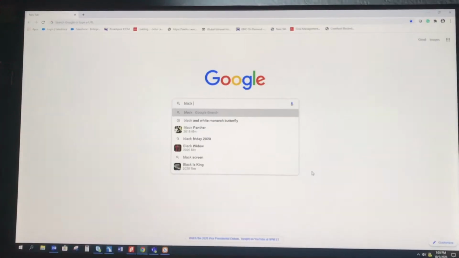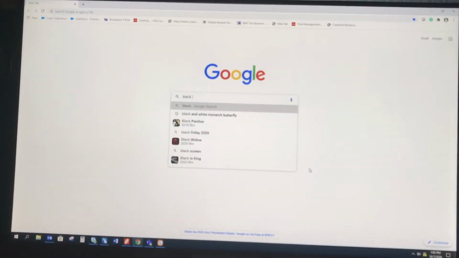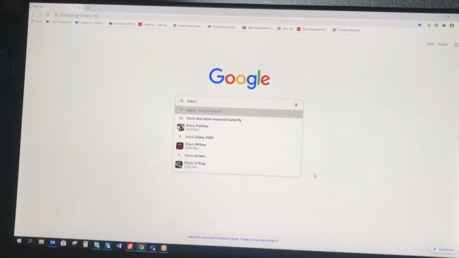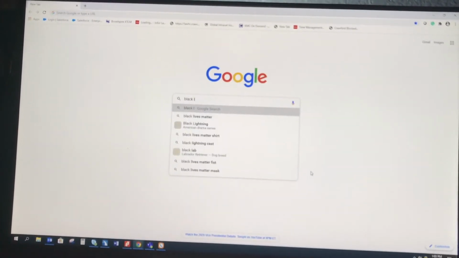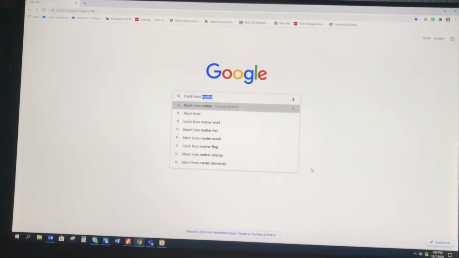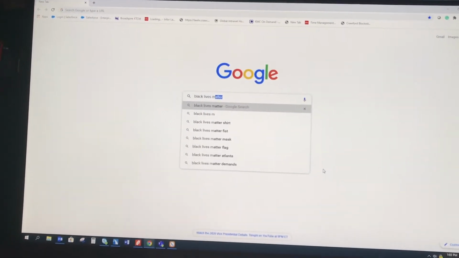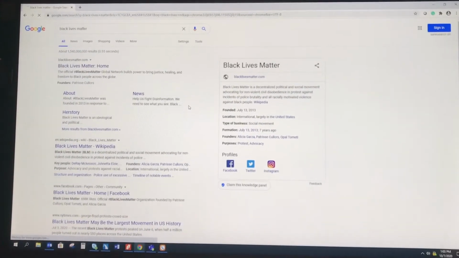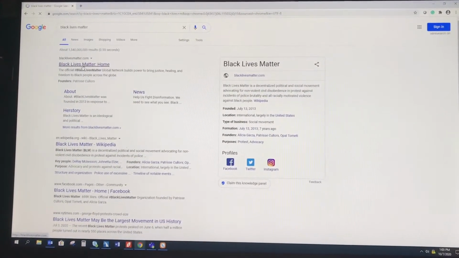So we went to Google here, right? And we're going to type in Black Lives Matter, or BLM. I'm going to give it a sec here. Black Lives Matter. And then we're going to search. And obviously we're on Google. We're going to click Black Lives Matter, and it's going to take us to their website.